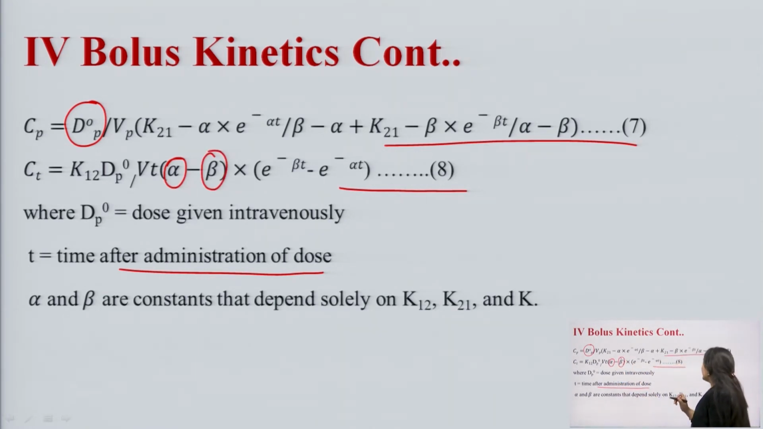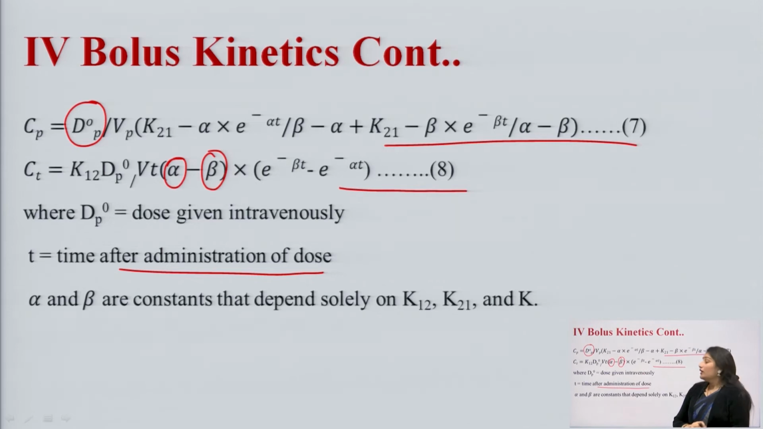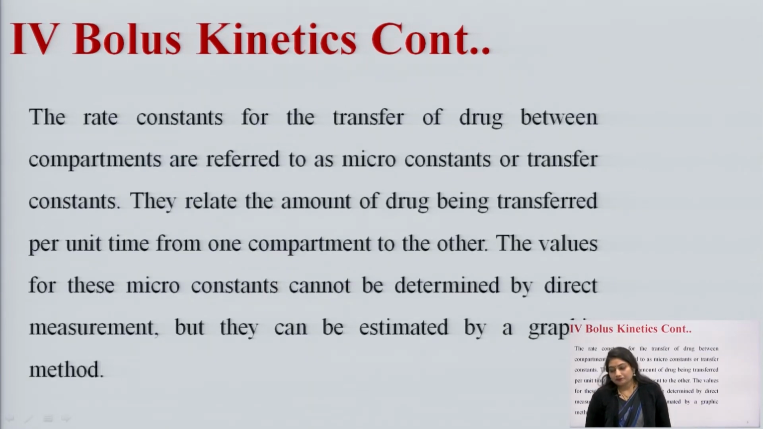that depend on the values of K12, K21 and K. As I have already told you about the constants K, K12 and K21. So, the alpha and beta constants will depend on the values of K12, K21 and K. Now, the rate constants for the transfer of drug between the compartments, we can call them micro constants or the transfer constants.